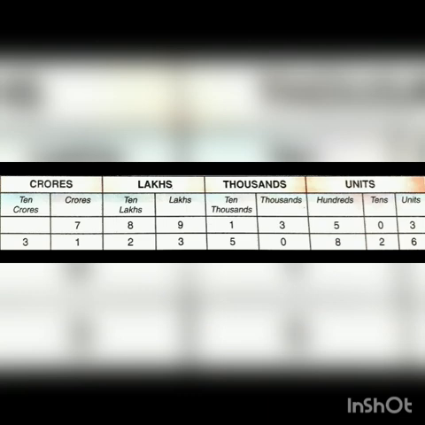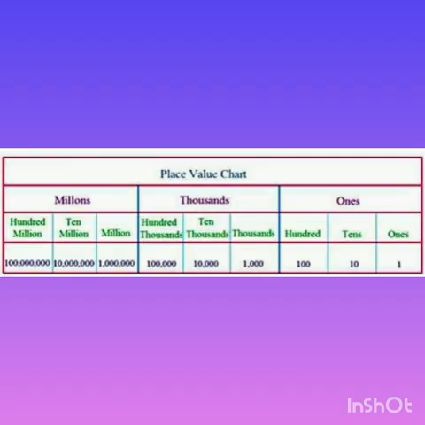7 crores 89 lakh 13,503. Second number is 31 crore 23 lakh 50,826. Now let us come to the international number system.